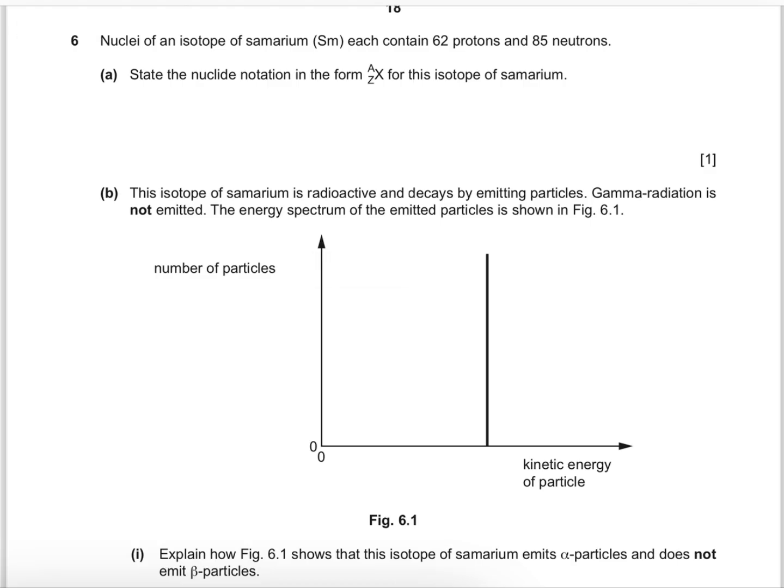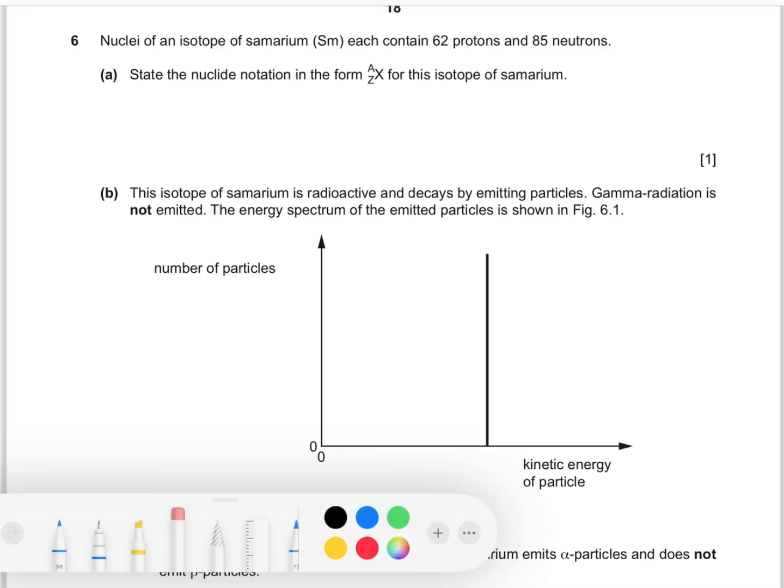Question 6. Nuclei of an isotope of samarium each contain 62 protons and 85 neutrons. State the nuclide notation in terms of the atomic number and the mass or nucleon number for this isotope. Atomic number is the number of protons, which is also equal to the number of electrons in a neutral atom, whereas the mass number is the sum of protons plus neutrons. So this is a samarium atom with 62 protons and 147 nucleons in its nucleus.